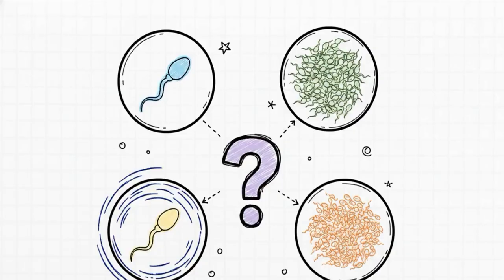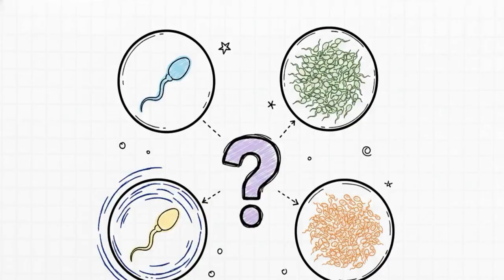Is it A, morphology, which is the actual physical shape and structure of the sperm? B, concentration, how densely packed they are? C, motility, their ability to actually swim forward efficiently, or D, sperm count, just the sheer number present. Now, they all matter, sure, but one of these carries way more weight.